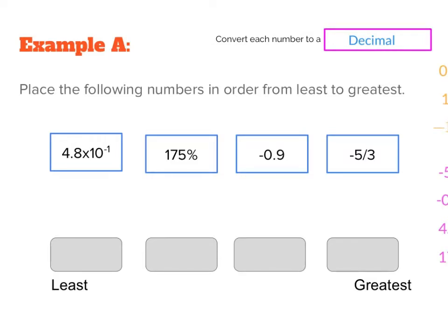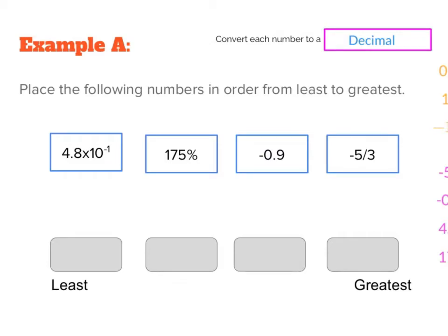Can you convert everything into a percent? Sure. Can you convert everything into a fraction? Yes, but that's not going to be the easiest thing to do. The easiest thing to do is convert into a decimal. Doesn't mean it's the only thing we can do. However, it is going to be the easiest thing for us to do. So we're going to start by turning all of our numbers into decimals.